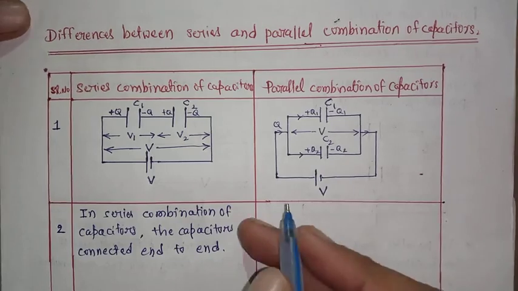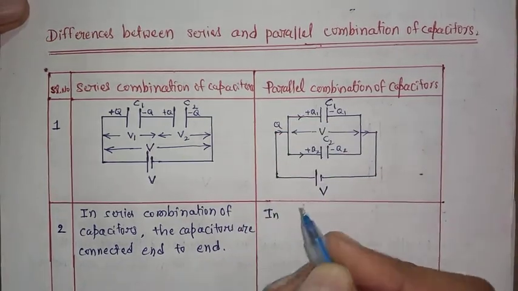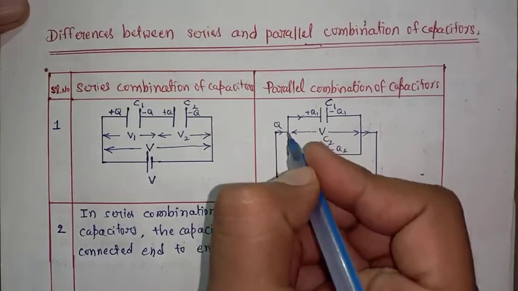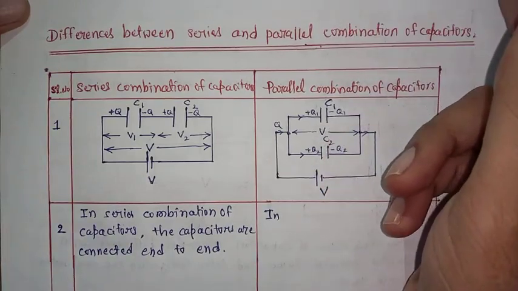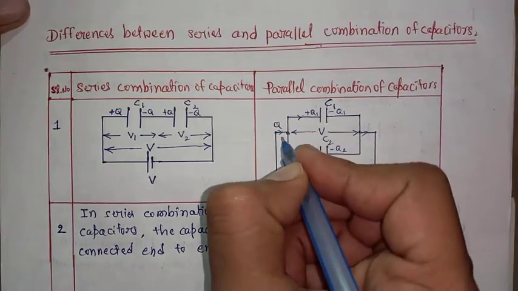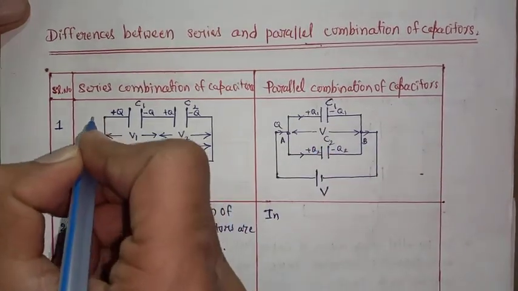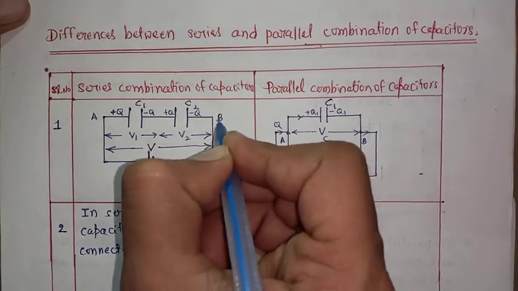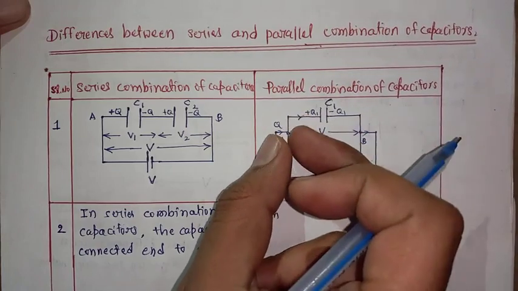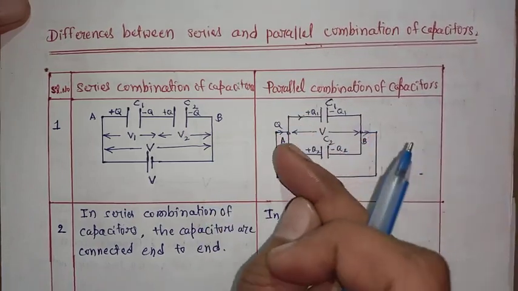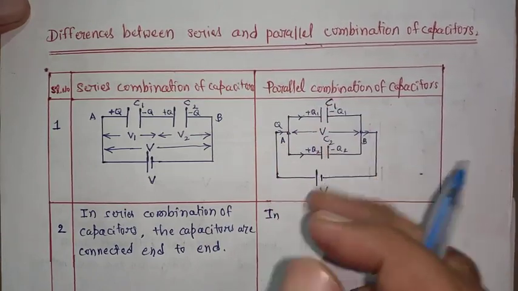And the next, coming to the parallel combination, how are the capacitors connected here? Capacitors are connected between two common points here. Let us say these are the two points, A and B. So between two common points they are connected. Therefore the capacitors are now said to be connected in parallel.